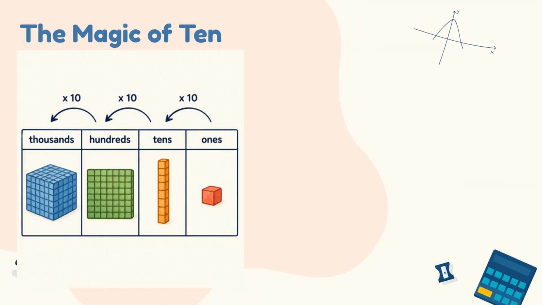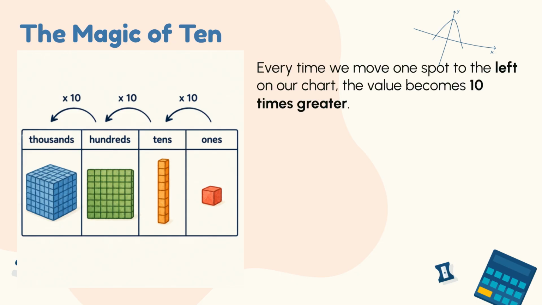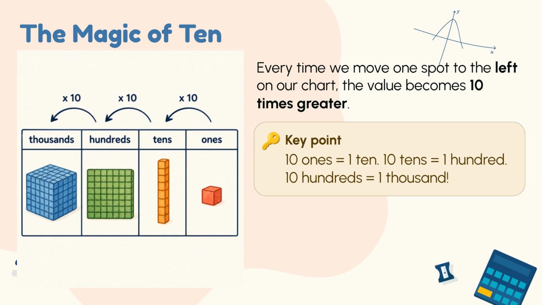This is the magic of 10. Every time we move a digit one spot to the left on our chart, its value becomes 10 times greater. A key point is that 10 ones is 10, 10 tens is 100, and 10 hundreds is 1,000.